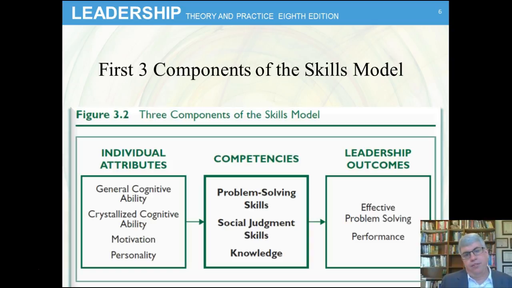Now this theory doesn't just say competencies lead to outcomes. It recognizes that individual attributes or traits, like we studied about in chapter 2, are important. So these individual traits, these attributes, influence the competencies that people have. So some of the attributes are like general cognitive ability. That's kind of like how smart you are, how well you can learn. That will certainly influence your problem-solving skills. Do you learn from past experiences?